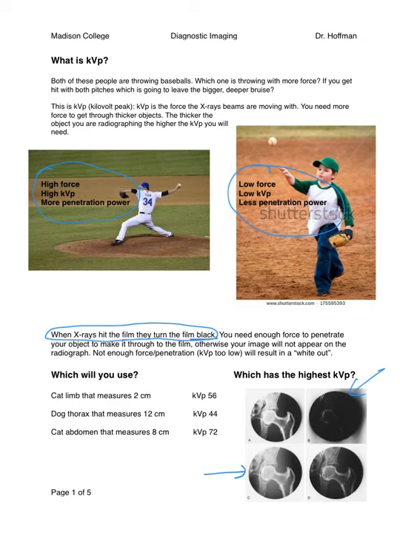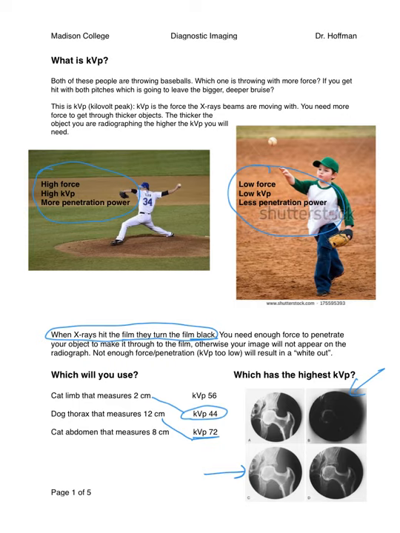So if we look at the little question I have here for you, we have a cat limb that measures 2 centimeters, 12 centimeters, and 8 centimeters. Something that's 2 centimeters is going to be our thinnest. These are our different KVPs. 44 is going to be our lowest KVP. So that's going to work really well for something that measures 2 centimeters. Then I'm going to look and say, okay, here's my highest KVP. That's going to work best for my biggest centimeter. And then for 8 centimeters, something in the middle, the 56 KVP, is going to be good.